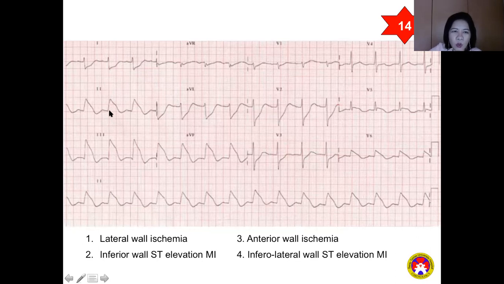But look at lead 2, look at lead 3, and look at aVF. The ST segment is very high. So this is inferior wall ST elevation myocardial infarction. How about V1? V1 is still normal, but look at V2, look at V3. You have ST depression in V2, V3. V4 is okay, but starting at V5, V6, you also have an ST elevation. So here, this is an inferior and lateral wall ST elevation myocardial infarction.